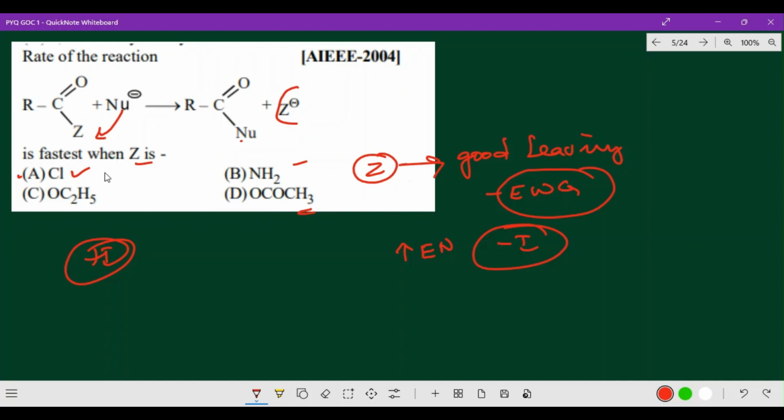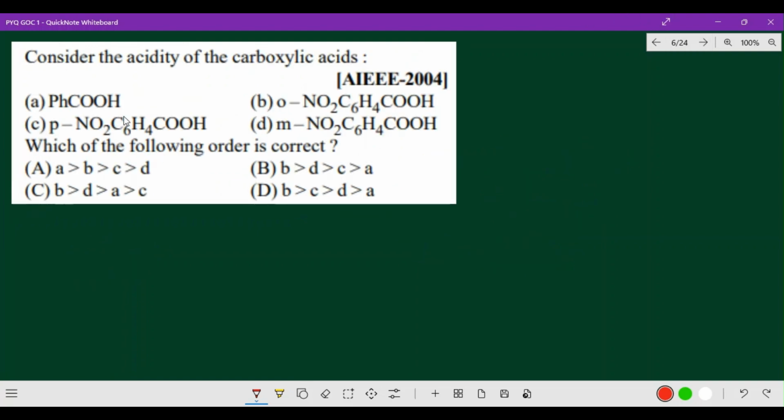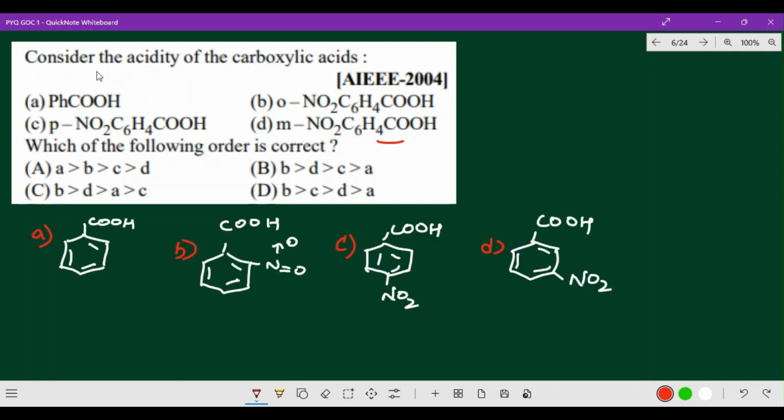Hope you got a better idea about this question. So which is the correct option? Option A. Now the next question. Consider the acidity of carboxylic acid. Here, consider the acidity of carboxylic acid: benzoic acid, orthonitrobenzoic acid, paranitrobenzoic acid, and metanitrobenzoic acid.